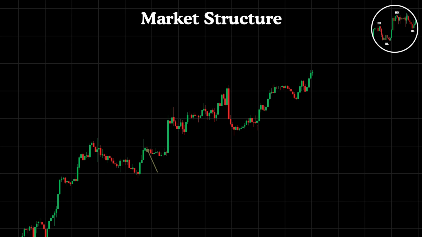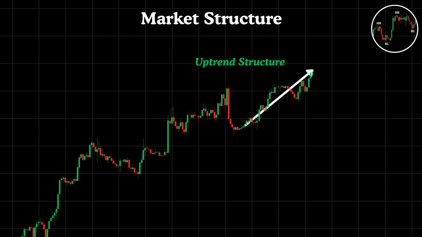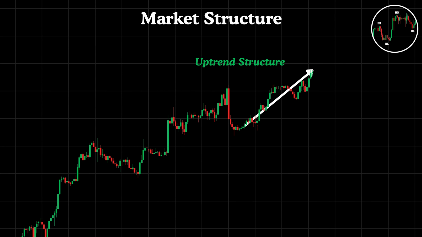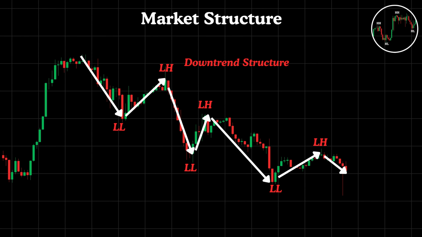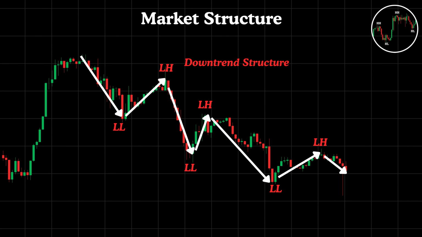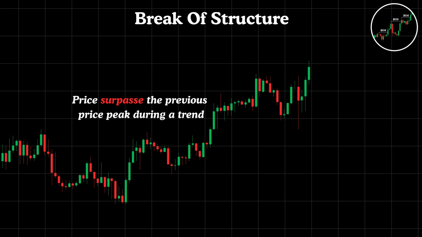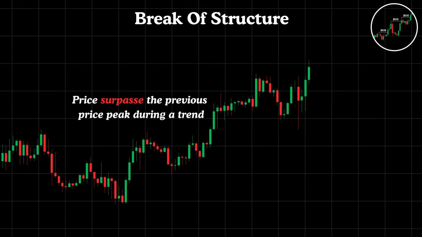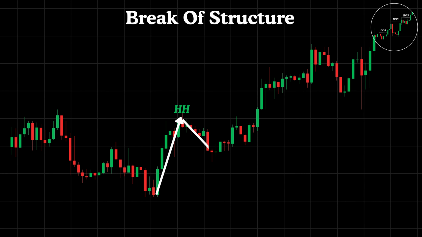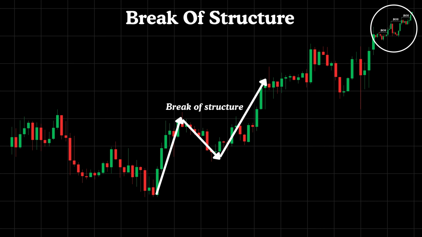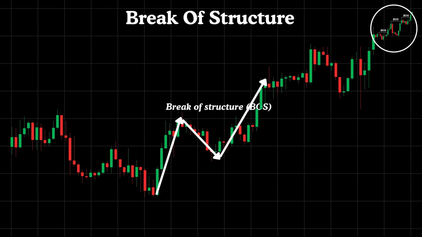Market structure refers to how a trader studies the behavior, condition, and flow of the market. An uptrend structure is identified when price consistently forms higher highs and higher lows, while a downtrend structure is marked by price creating lower highs and lower lows. Break of structure happens when price surpasses the previous price peak during a trend. For instance, if price is forming higher highs and higher lows, then the moment it breaks above the previous high, that move is referred to as a break of structure.